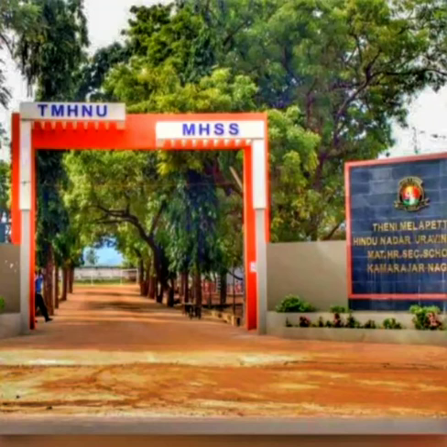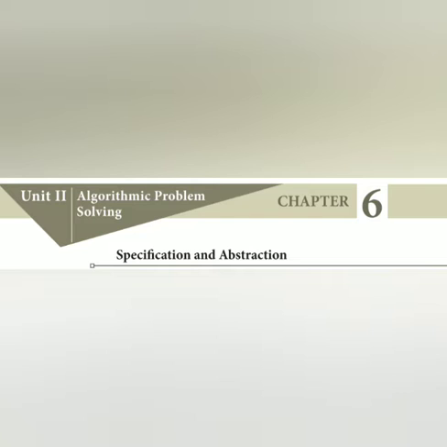Good morning, students. Yesterday we discussed the new chapter 6, specification and abstraction, and the topic is algorithms and algorithmic problems. In the algorithmic problems, we discussed two problems: the goat, cabbage, and wolf problem, and the cromulent problem. Today we continue with the building blocks of algorithms.